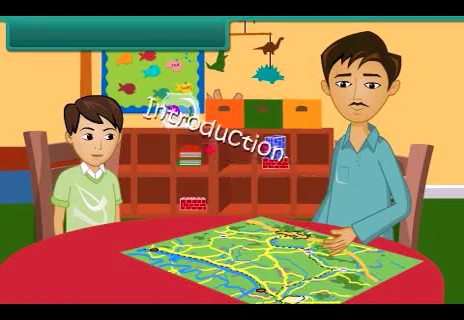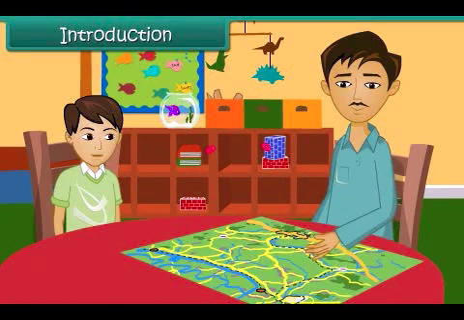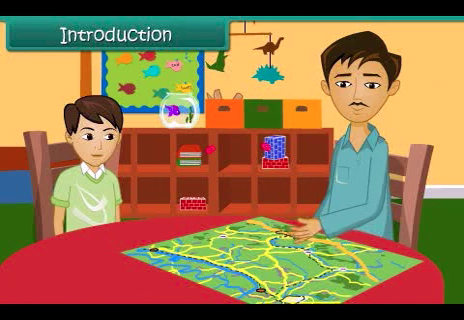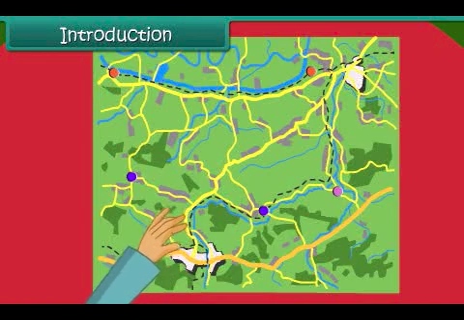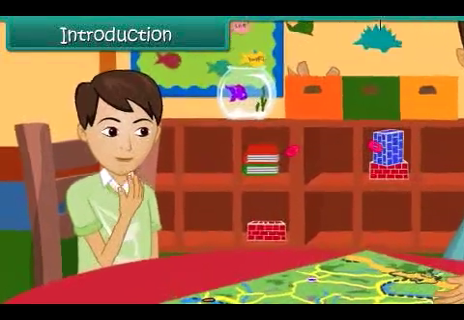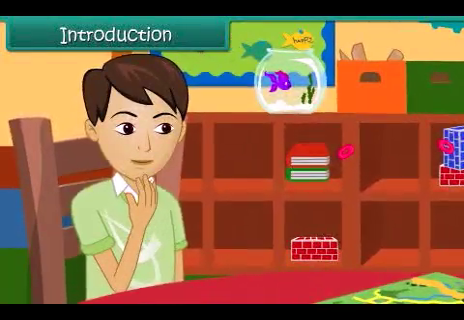Introduction. Vishesh is watching his father going through a map. The map contains a number of symbols and signs. It also has black and blue dotted lines, some green patches, and some dots. He wonders what the signs and symbols on the map represent.